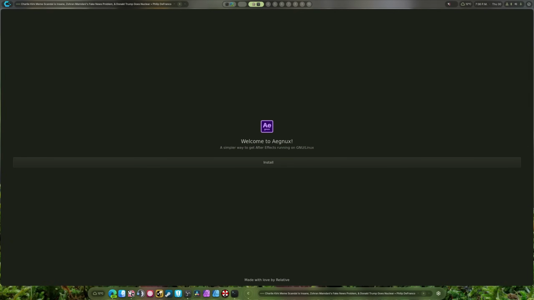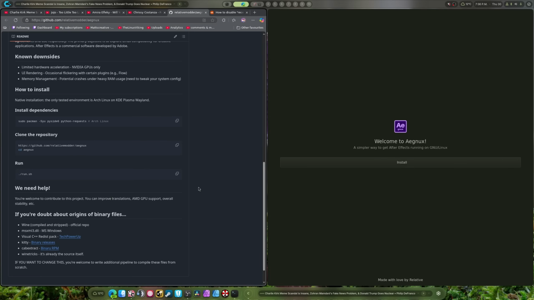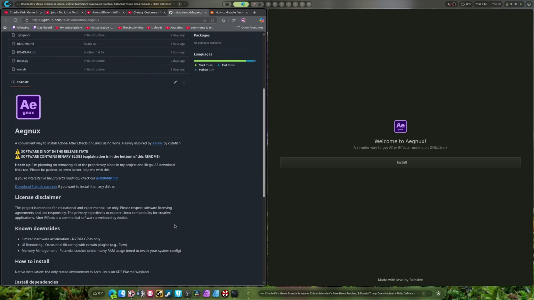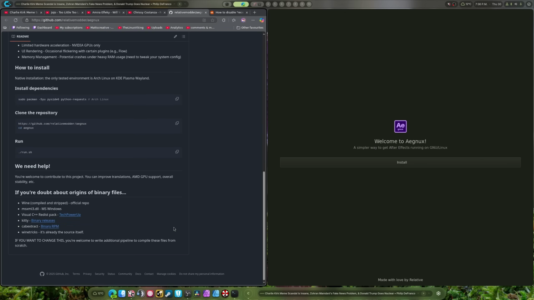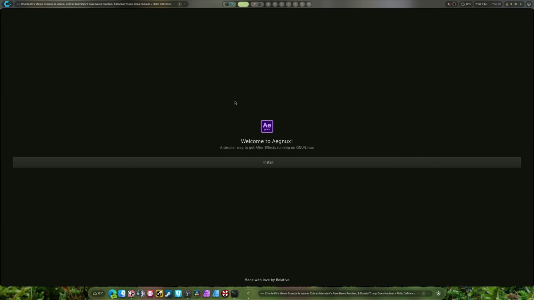I got an email, and this email stated that there's a repo, and in this repo is the ability to get Adobe After Effects installed and working. It's NVIDIA only at the moment, but they are planning on adding AMD support. There are occasional flickering, and certain plugins don't work, I guess. There are memory management issues, some potential crashes under heavy RAM, but the fact that someone's even working on this is, well, kind of cool.